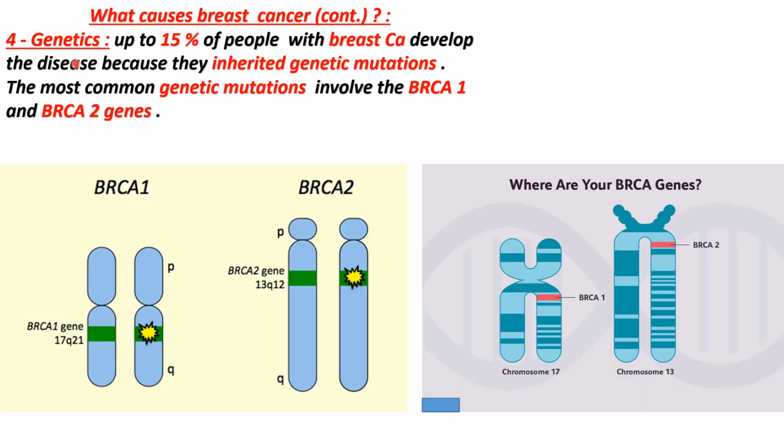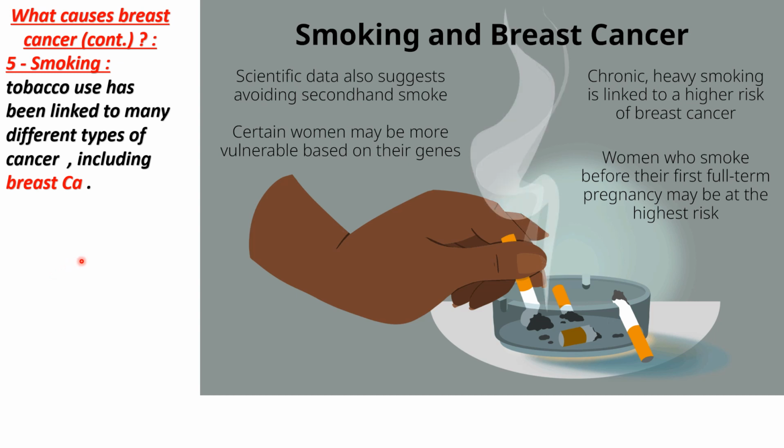The fourth cause of breast cancer is genetics. Up to 15% of people with breast cancer develop the disease because they inherited genetic mutations. The most common genetic mutations involve the BRCA1 and BRCA2 genes. The fifth cause of breast cancer is smoking. Tobacco use has been linked to many different types of cancer, including breast cancer.